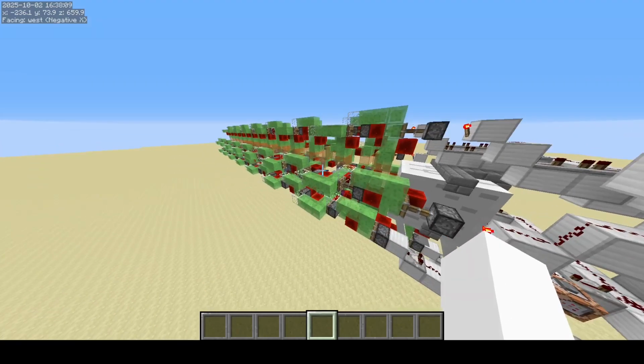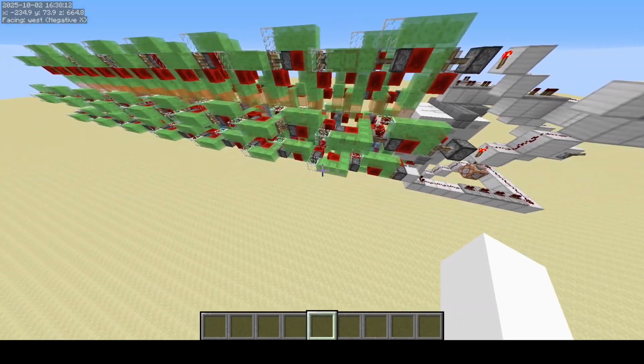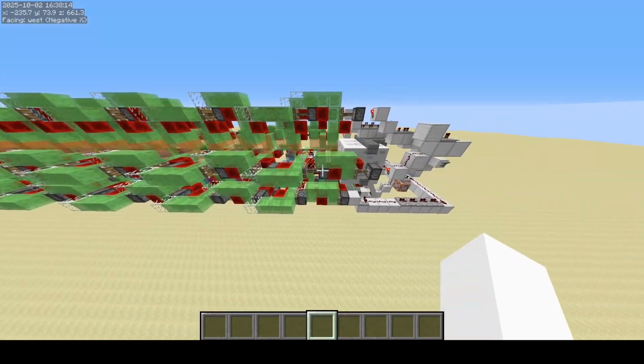So, hello, this is Myron, and today we're talking about instant entity conveyors. So what is an instant entity conveyor? You can see one right here.